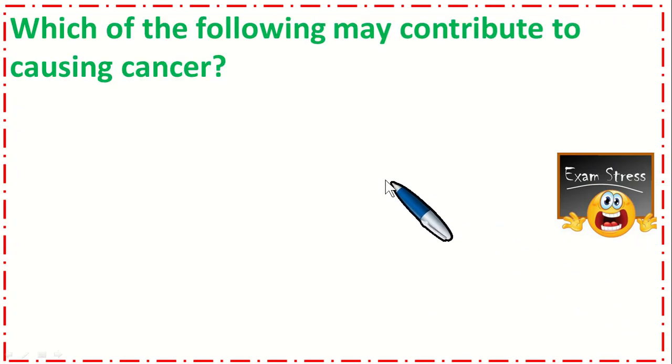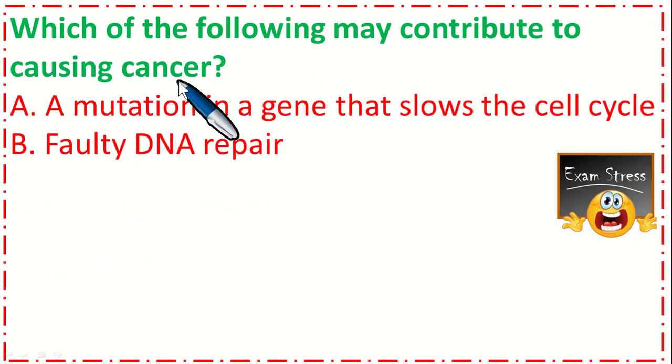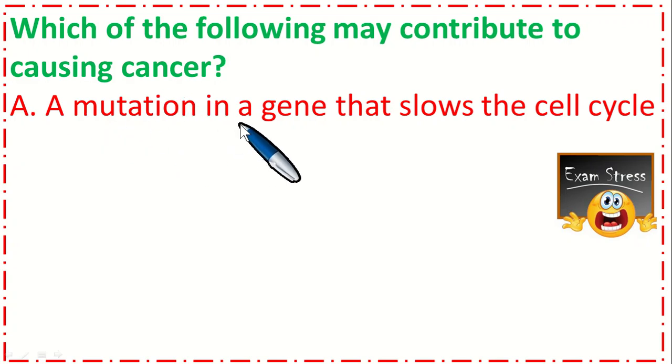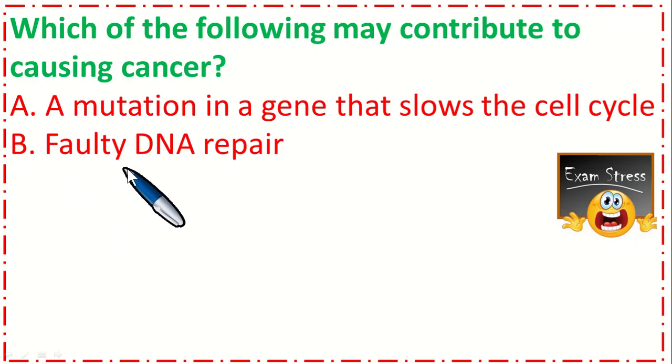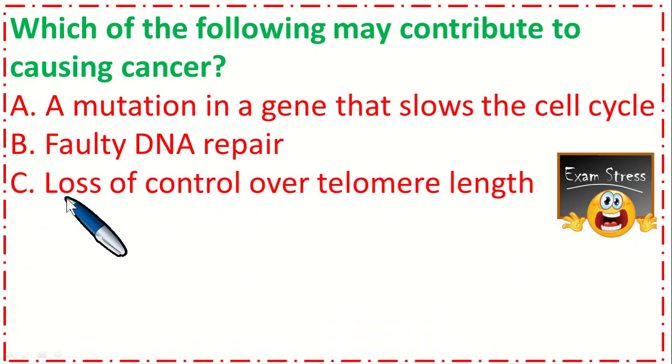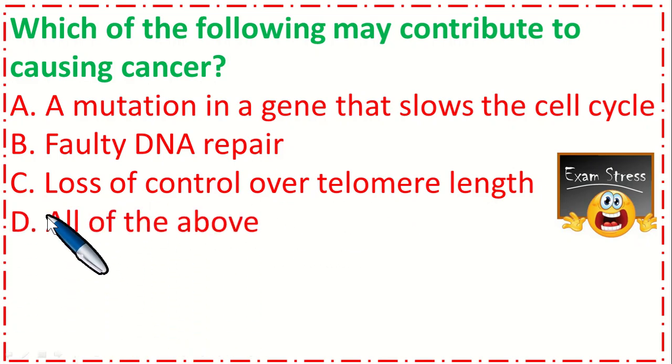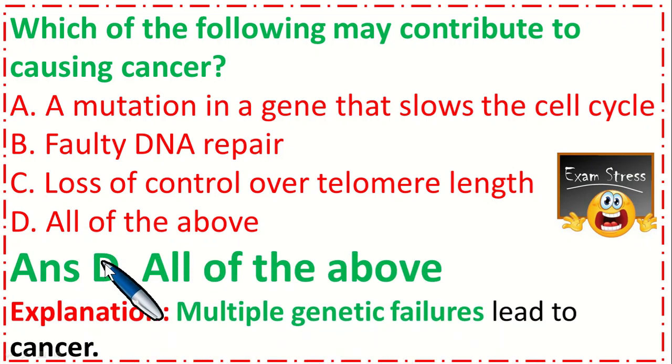Dear students, this is a very important MCQ. Which of the following may contribute to causing cancer? Option A, a mutation in a gene that slows the cell cycle. Option B, faulty DNA repair. C, loss of control over telomere length. And option D, all of the above. So the correct option is D, all of the above. Explanation: multiple genetic failures lead to cancer.